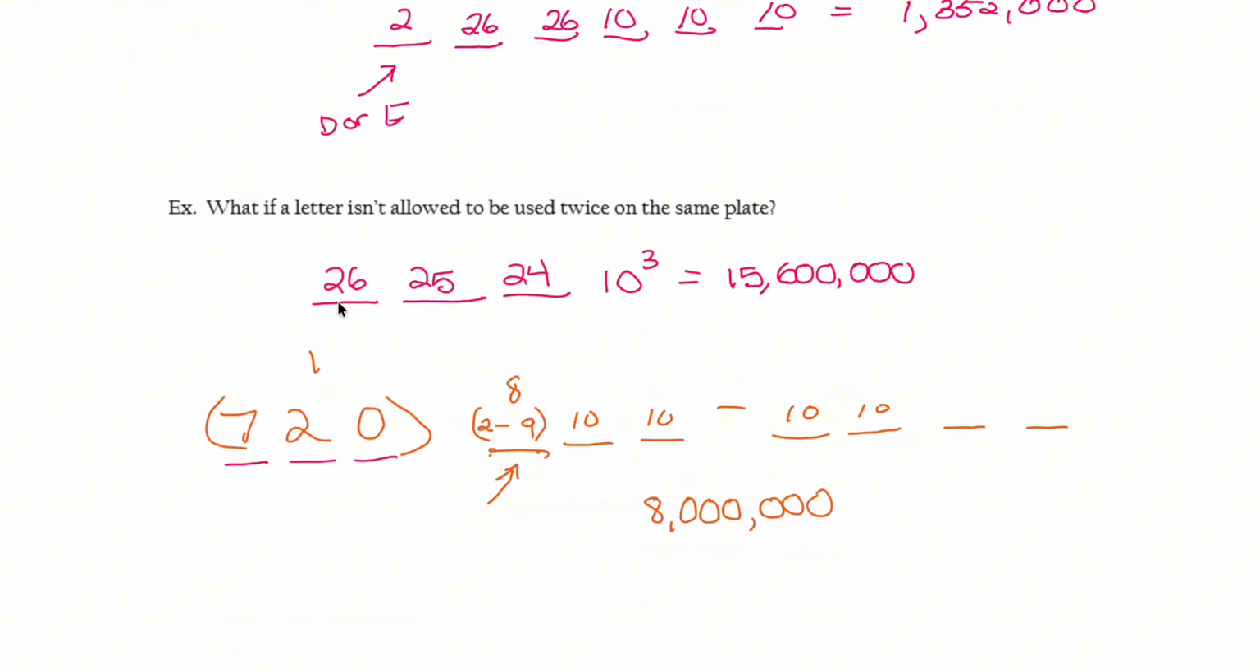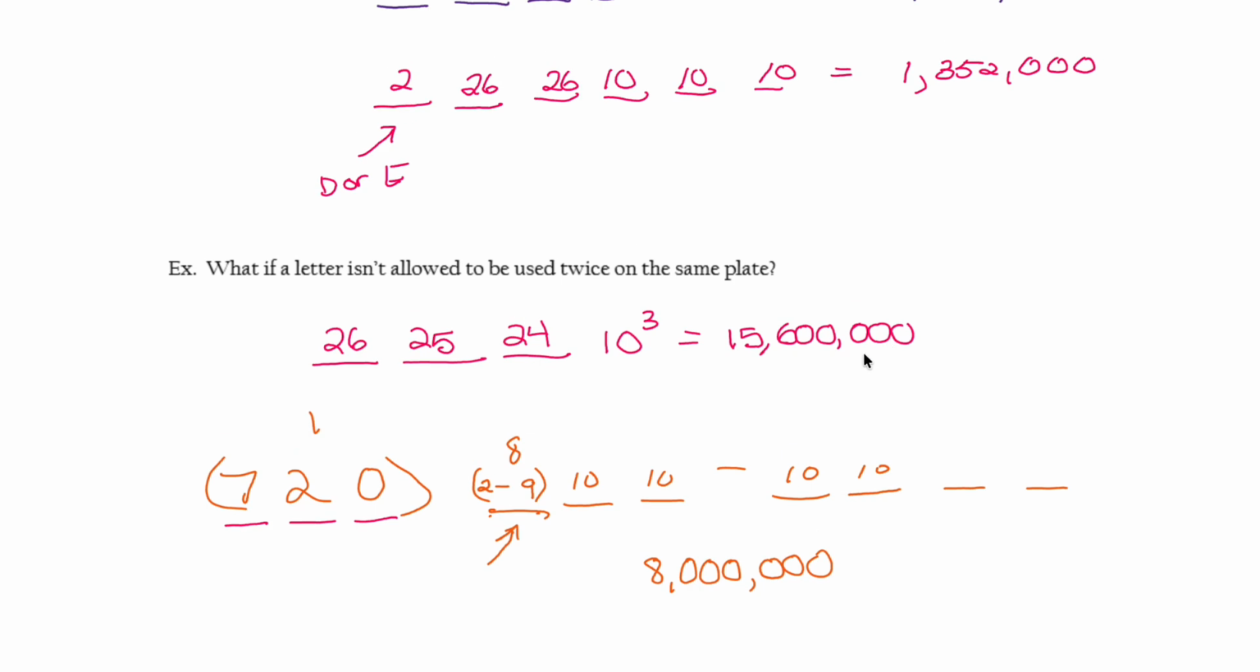Another example: what if a letter isn't allowed to be used twice on the same plate? Think about this. The first digit, we have 26 options. But the second digit, we already used 1 out of 26 letters, so we only have 25 left in the sample space. Same thing for the third digit. Therefore, we use this number times the other 10 numbers, and we get a number like this. The quantity is also very huge.